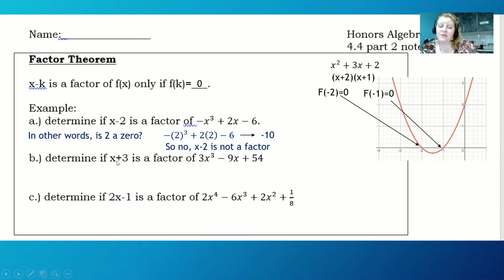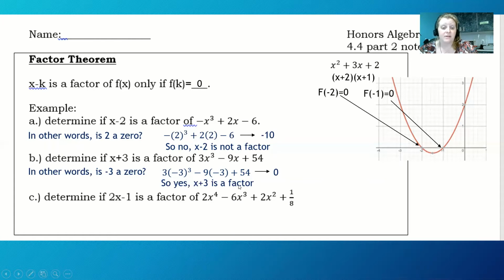So if we want to test if x plus 3 is a factor, we just simply need to plug in -3 for x. So here's the setup. And if you were to go ahead and compute all of that out, you will actually get 0. So yes, x plus 3 is a factor because -3 is a 0.